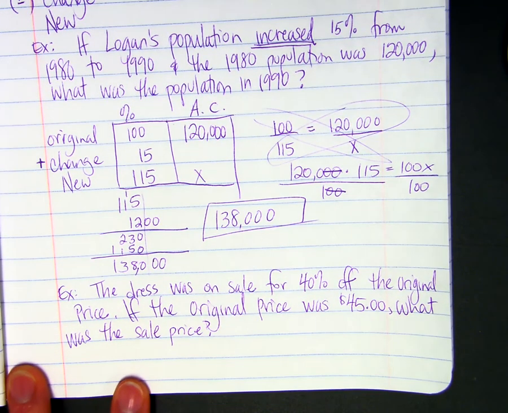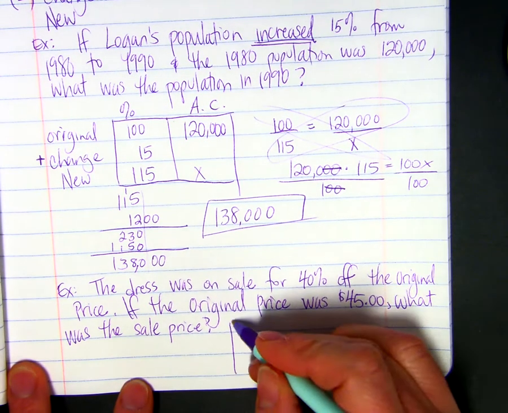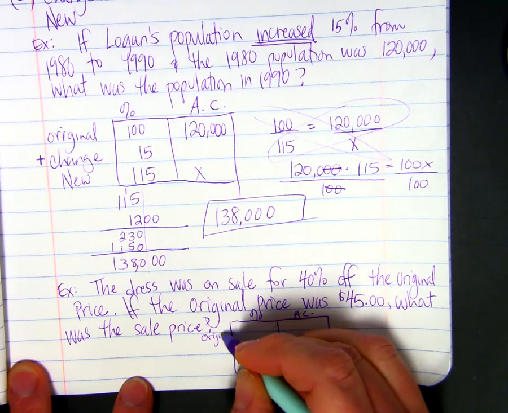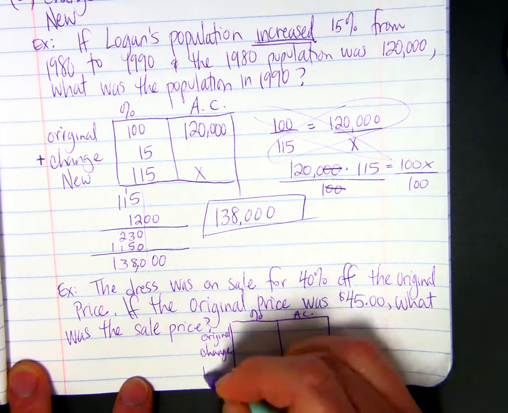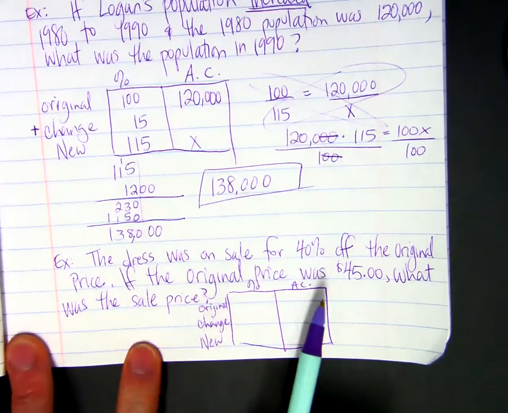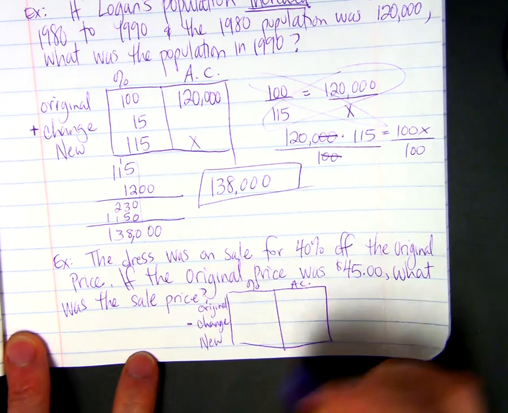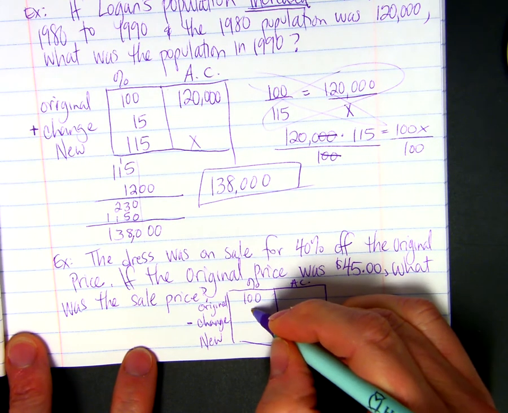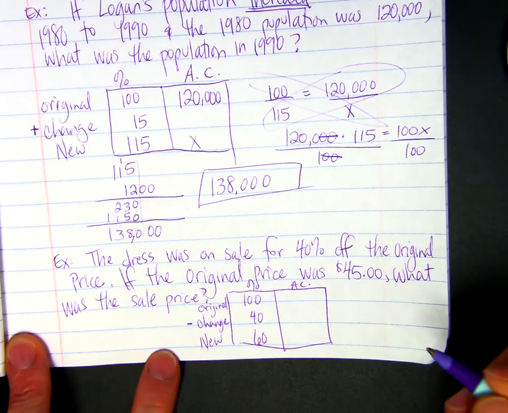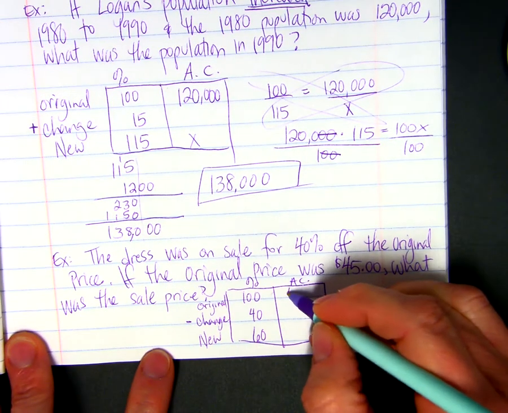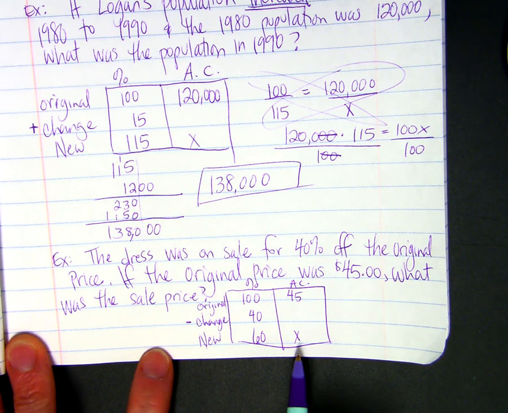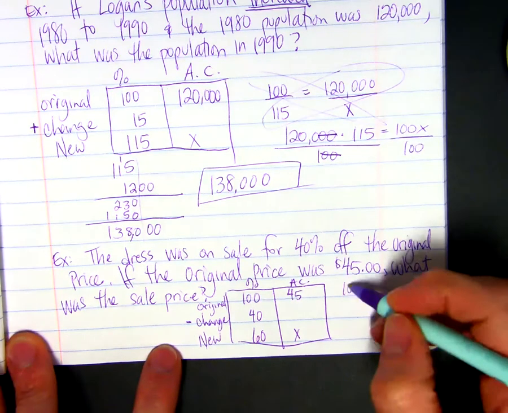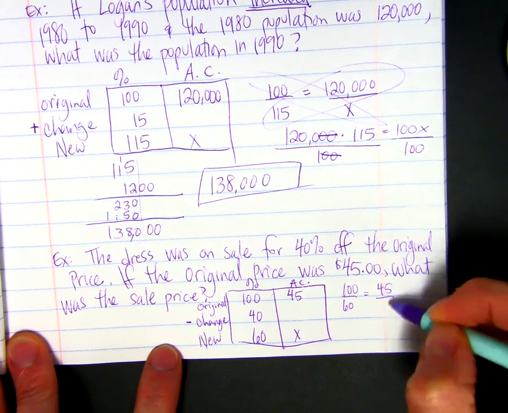So we can do our percent and actual count, original, change, new. Because it's 40% off, we're going to have a decrease in the percent, so our change will be minus. So we take 100% minus the 40%, and we're left with 60%. The original price was $45, so we want to find the new price. So we're going to put 100 over 60 equals 45 over x.